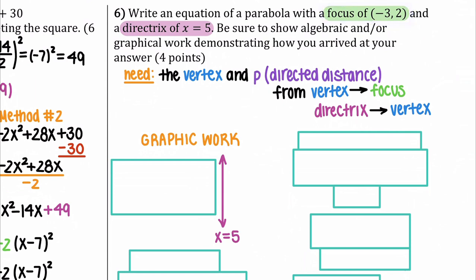And then from here, we want to think, if we were to graph the focus, where would it exist relative to the directrix? Would it exist on the right side or on the left side? Because this is x equals 5, the focus is forced to exist on the left side, because here we have the x value of negative 3. And then from here, we've got to extract information about the vertex and p.